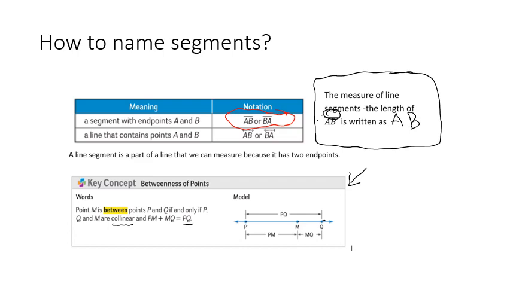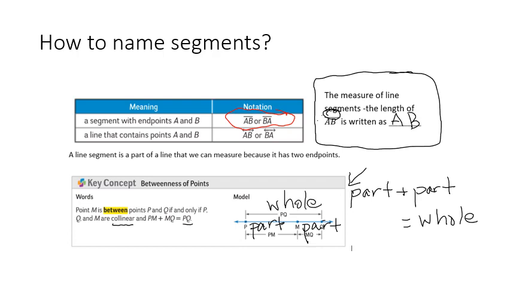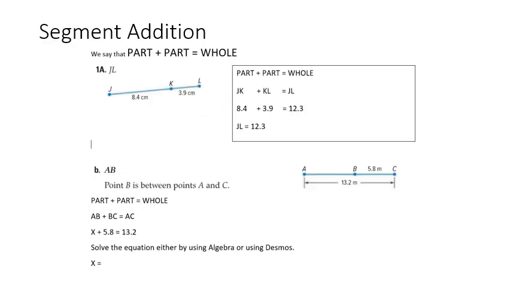So what we like saying here is a part plus a part equals the whole segment. So here you have a part, PM. Here you have a part, MQ. And here you have the whole, PQ. And that's how we designate segment addition. Here again, we state that part plus part equals a whole.